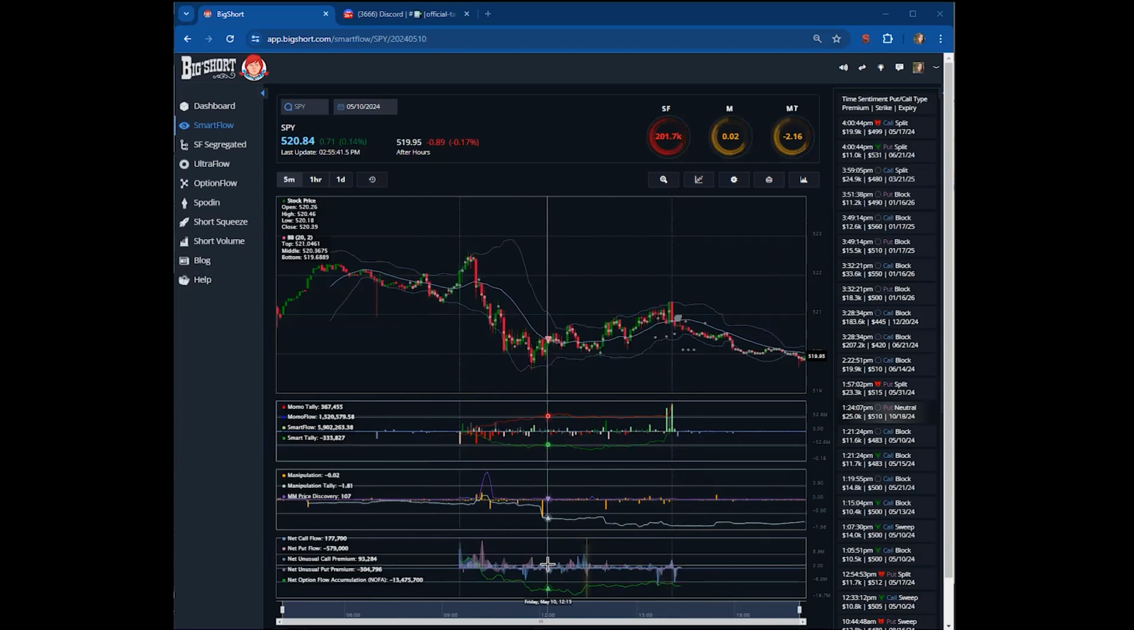But yeah, that is the SmartFlow chart. And that is what I look for when it comes to trading. So any questions on the SmartFlow chart?